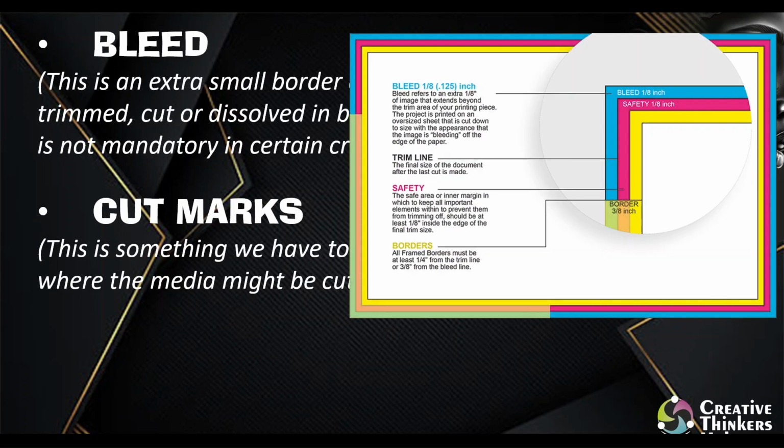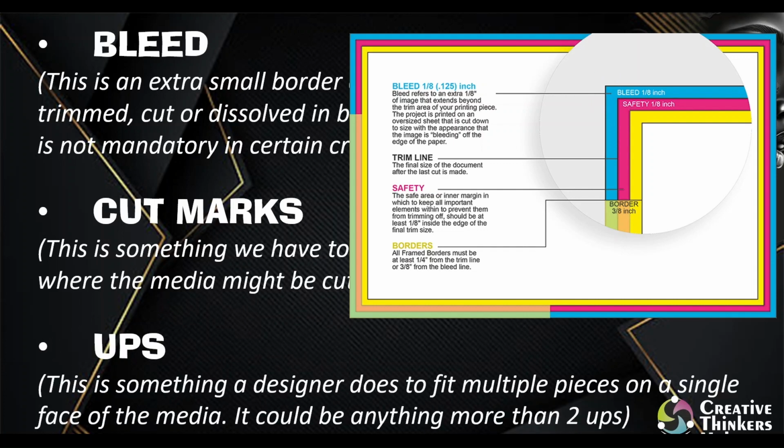Now this is a bleed. This is a safety. Okay, and then we have our artwork. So the total border is 3/8 of an inch. And then after the bleed, we have a trim line over here. As you can see, the trim line is the final cut size. Okay.